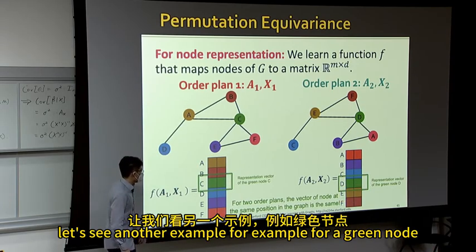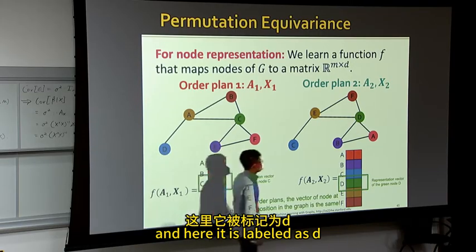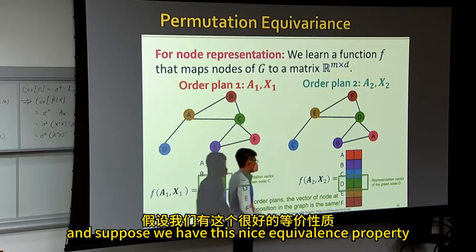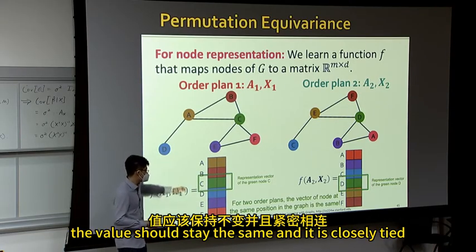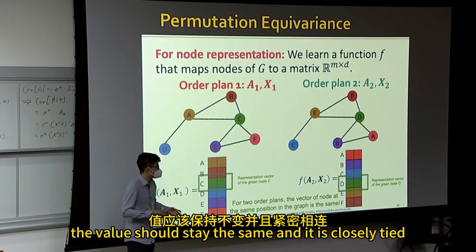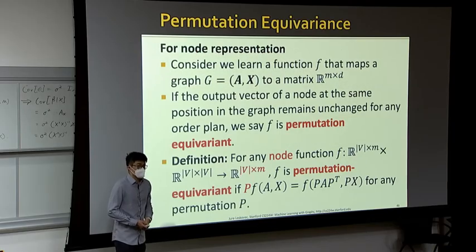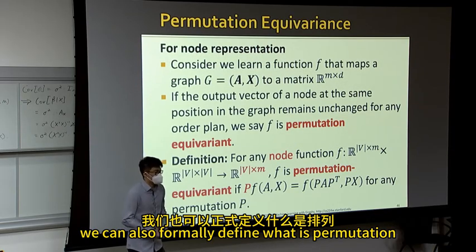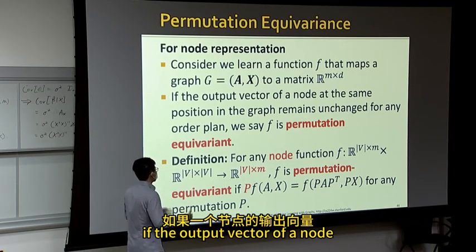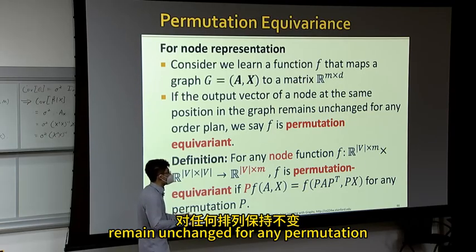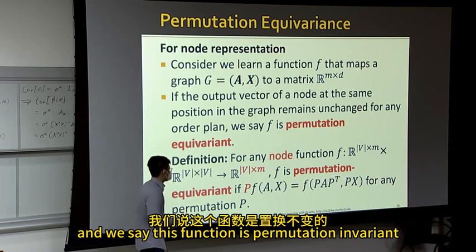Let's see another example. For the green node, here it is labeled as C, and here it is labeled as D. And suppose we have this nice equivariance property, then after we shuffle the node ordering, the value should stay the same, and it is closely tied to the label of the node. We can also formally define what is permutation equivariant. That basically says if the output vector of a node at the same position in the graph remains unchanged for any permutation, we say this function is permutation equivariant.